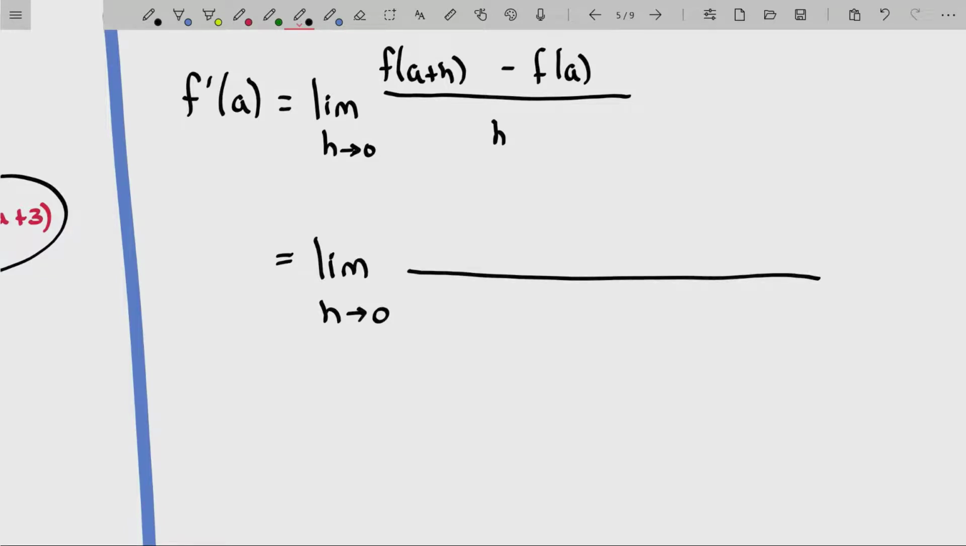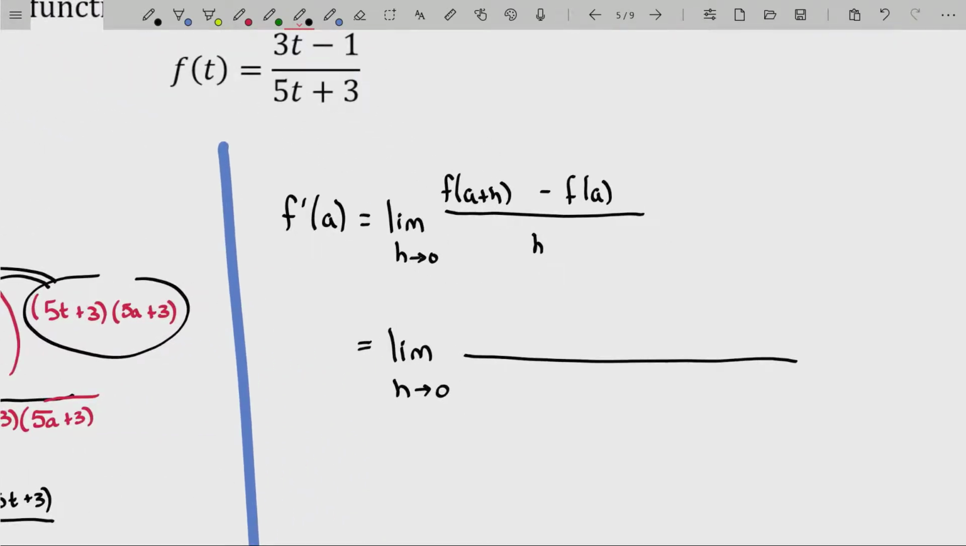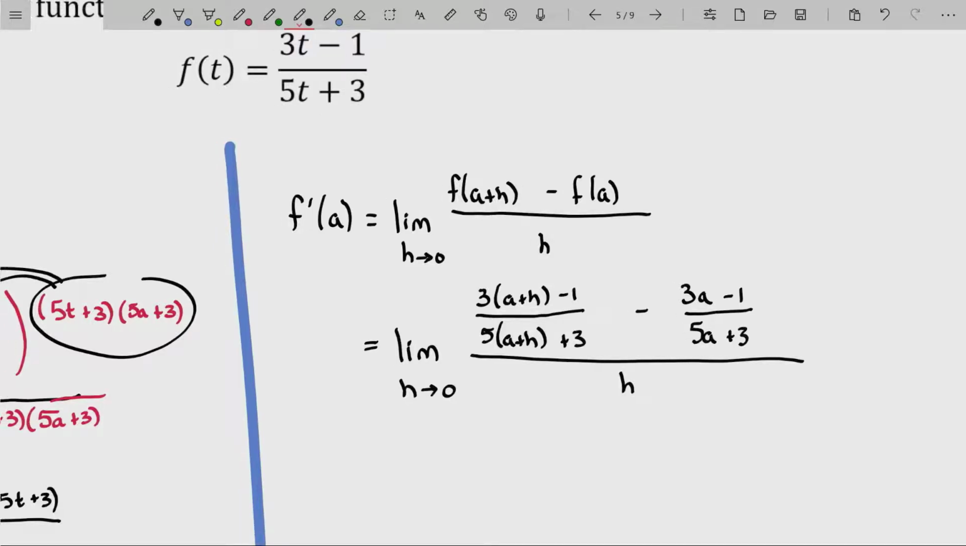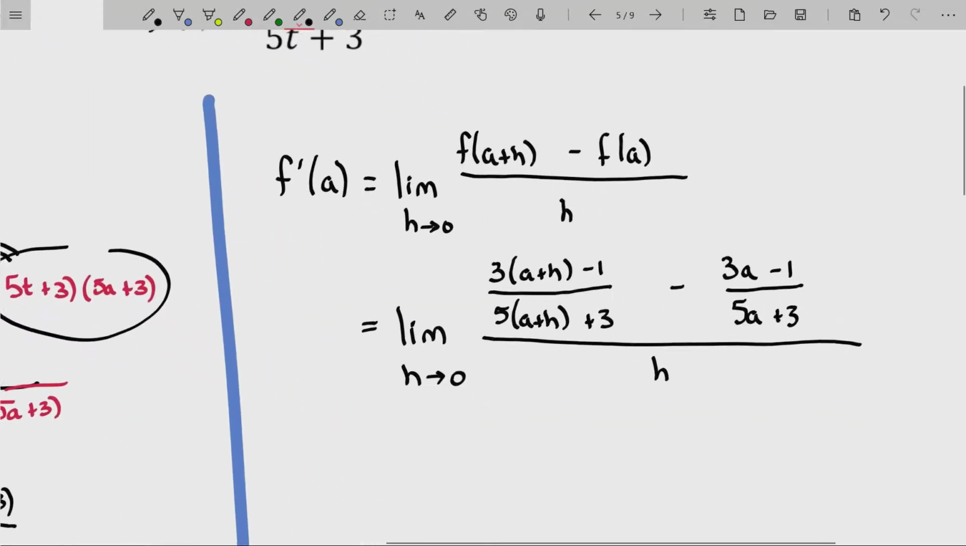I am going to go ahead and plug in a plus h into my function. So that's 3 times the quantity a plus h minus 1 all over 5 times the quantity a plus h plus 3 minus my function evaluated at a, 3a minus 1 over 5a plus 3. Now when you look at this, and this is all over h, this looks worse than the previous problem. And I would agree, it totally does. But I'll still kind of run through this.